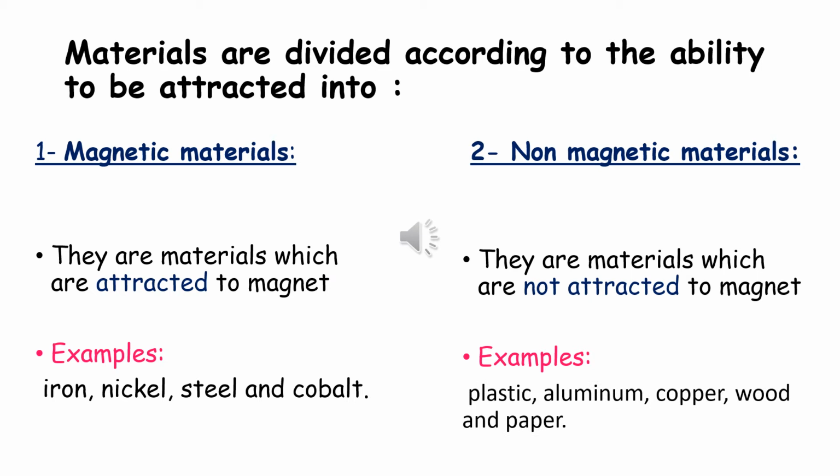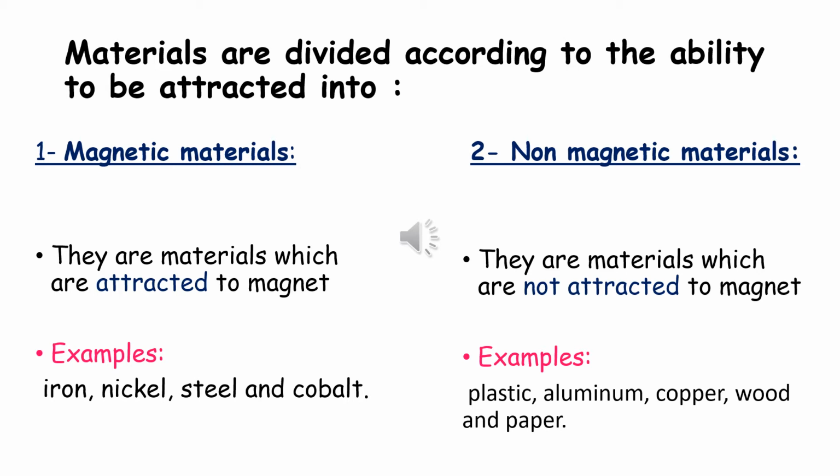The materials are divided according to the ability to be attracted to the magnet into 2 types: magnetic materials and non-magnetic materials. We will start talking about the magnetic materials. They are the materials which are attracted to the magnet, so we call them magnetic materials. Magnetic materials such as iron, nickel, steel, and cobalt.